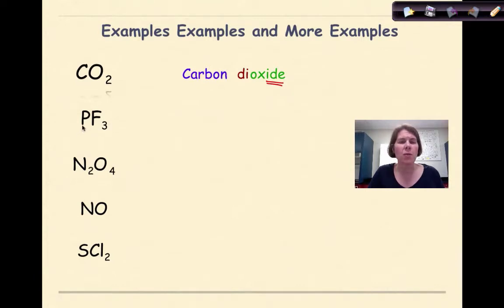Let's look at this next one, PF3. So we're going to start out with phosphorus, and then there's 3 fluorines. So for 3, we're going to use tri, and then for fluorine, we're going to change the ending to IDE, so that would be fluoride.